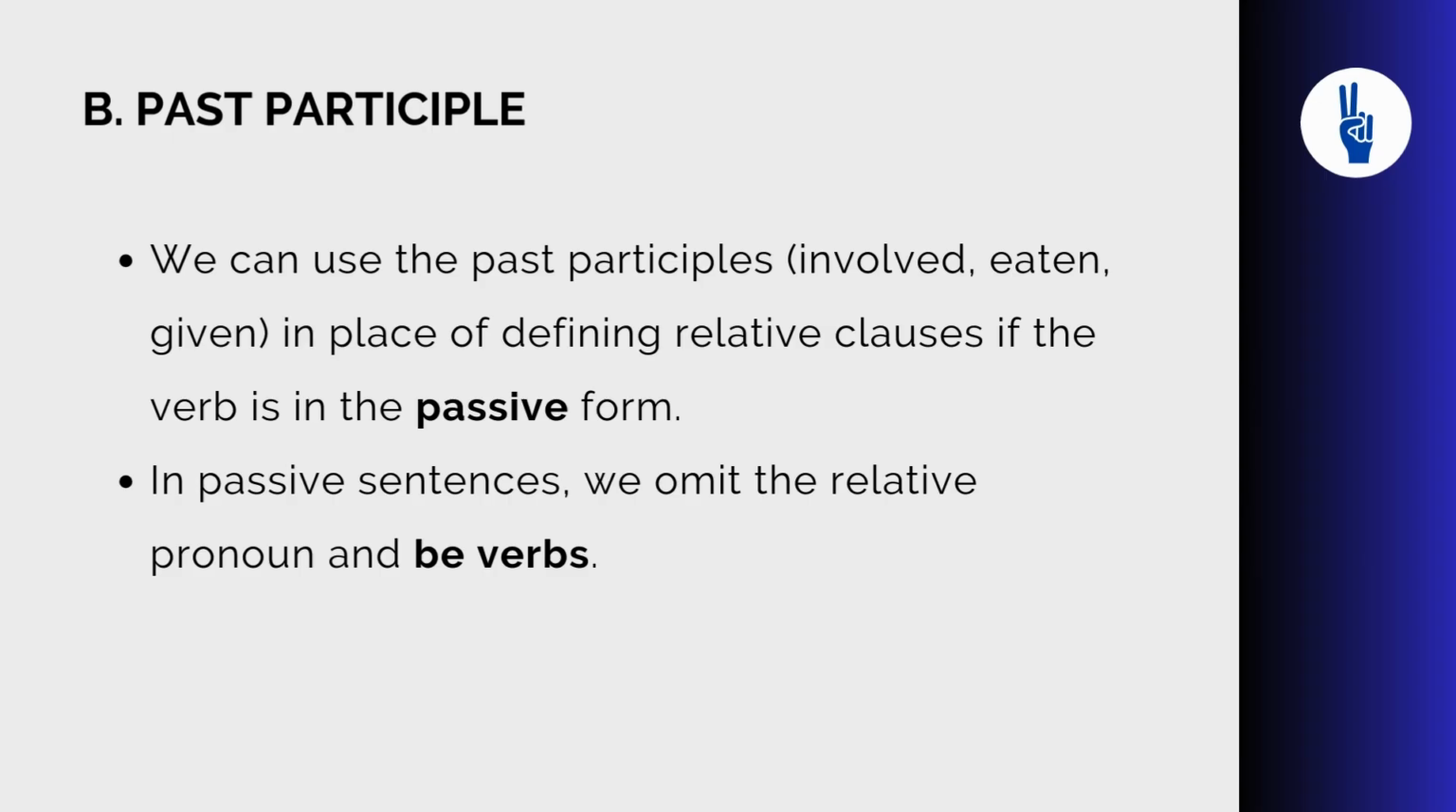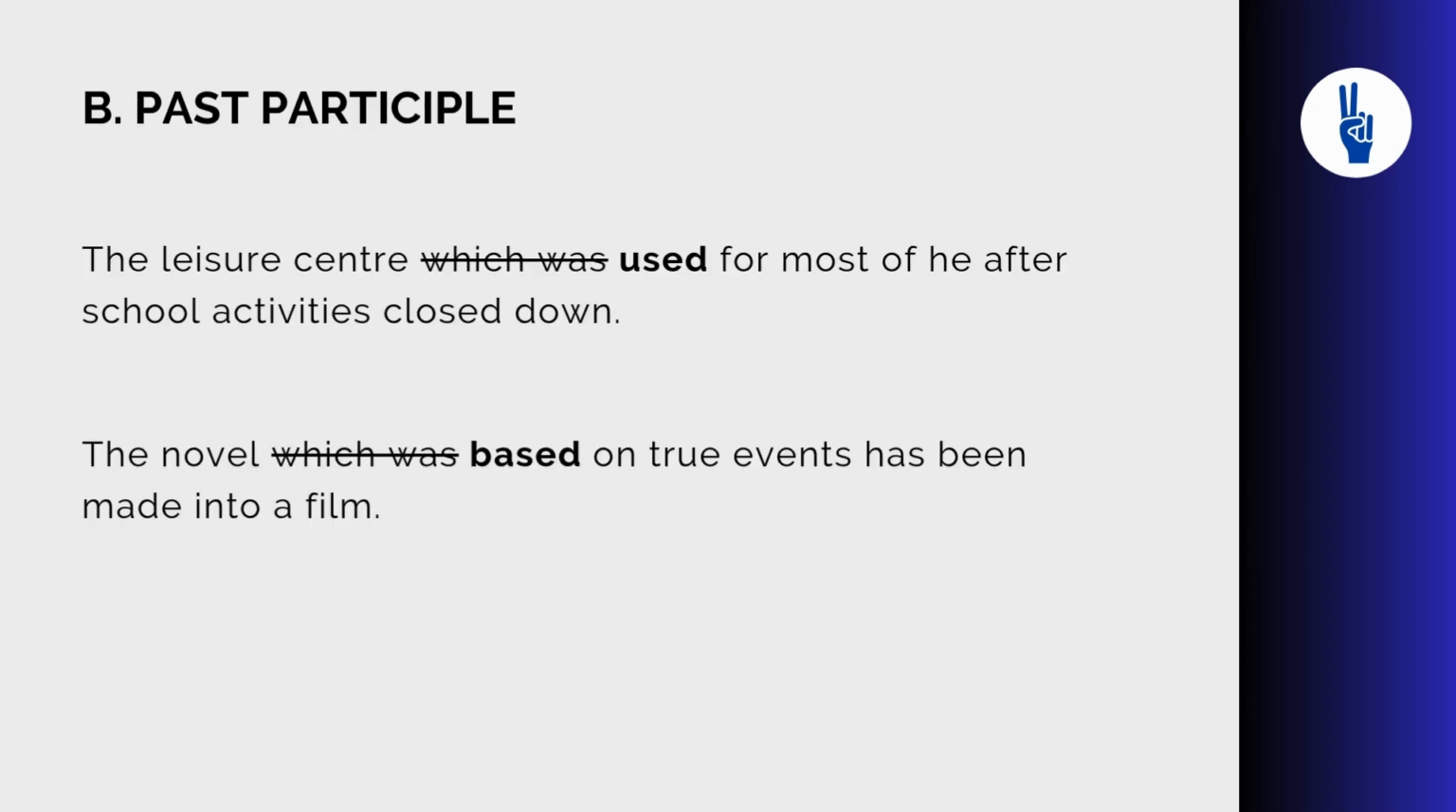Past participle. These usually show passive meaning or actions that were completed before another one. We can use the past participles in place of defining relative clauses if the verb is in the passive form. In passive sentences, we omit the relative pronoun and be verbs. Take a look at the following examples. The leisure center used for most of the after-school activities closed down. The novel based on true events has been made into a film.